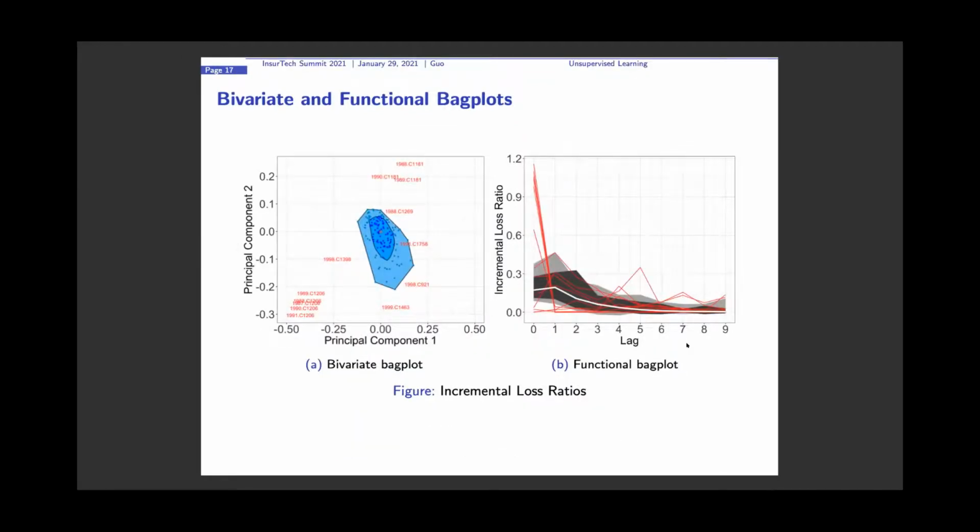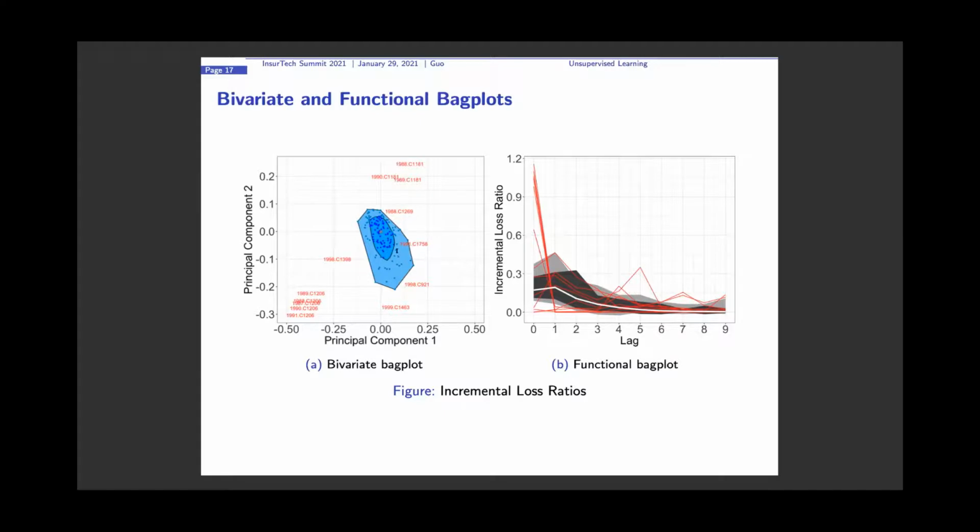Now this one shows the functional bagplots on the right-hand side. It's basically the mapping from the bivariate bagplot. The white line here shows the median development curves. Again, the median pattern is we have a high value in lag 0 and lag 1, with lag 1 being a bit higher, and it slowly decays over time.